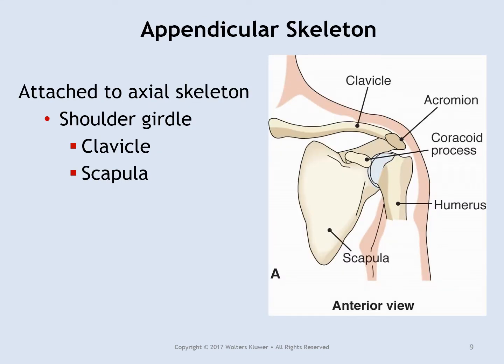So the appendicular skeleton then, this is everything that's attached to your axial skeleton. We can start with the shoulder girdle, which is, you can see here, the clavicle, this bone up here, and then the scapula or your shoulder blade. The clavicle you sometimes hear called your collar bone. These two bones together help to hold your arm bones onto your body.